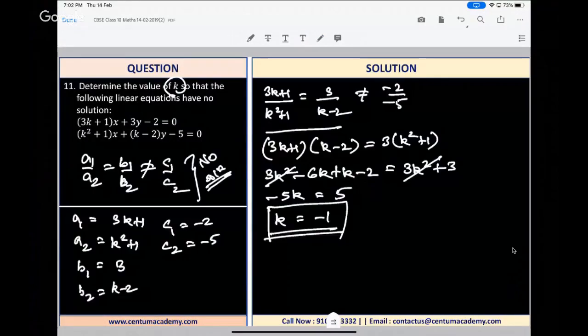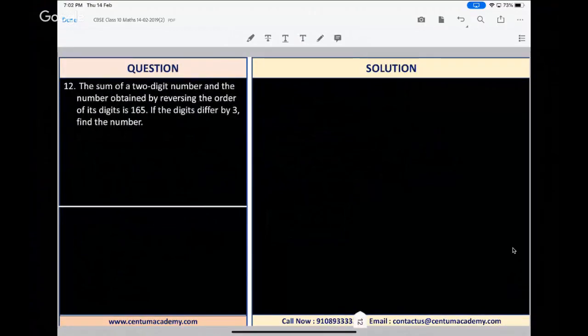Okay, next. Now, these are the word problems which are there. So the first word problem is: the sum of a 2-digit number and the number obtained by reversing the order of its digits is 165. If the digits differ by 3, find the number.